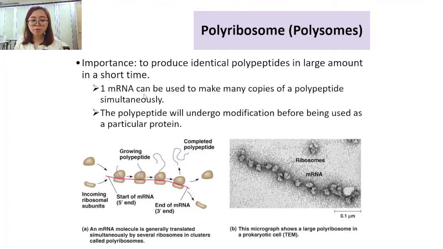You can use one mRNA to make many copies of a polypeptide simultaneously. The polypeptides will undergo modification before being used as a particular protein.